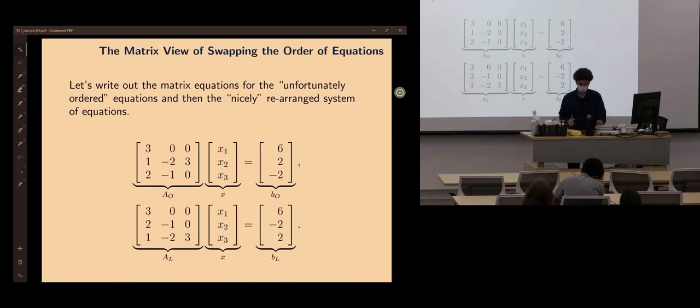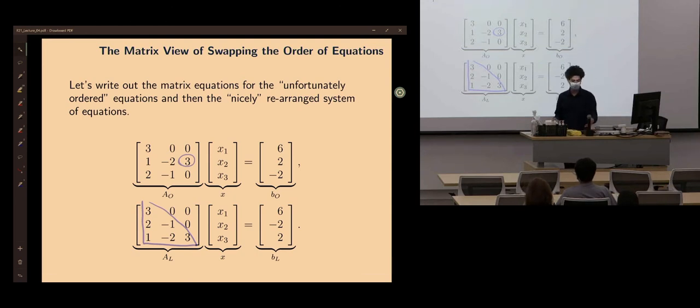So let's write down the matrix form of both that unfortunately ordered equations and this nicely rearranged system of equations. Let's call this the original one. The other one is the lower triangular one. You could use different notations. It doesn't matter. So this one is lower triangular. This one is not, because not all entries above the diagonal are zeros.